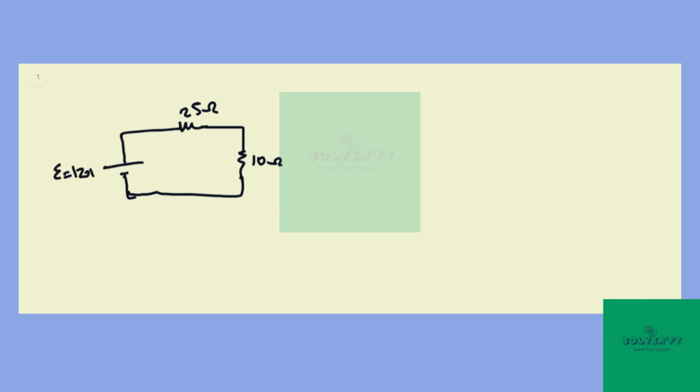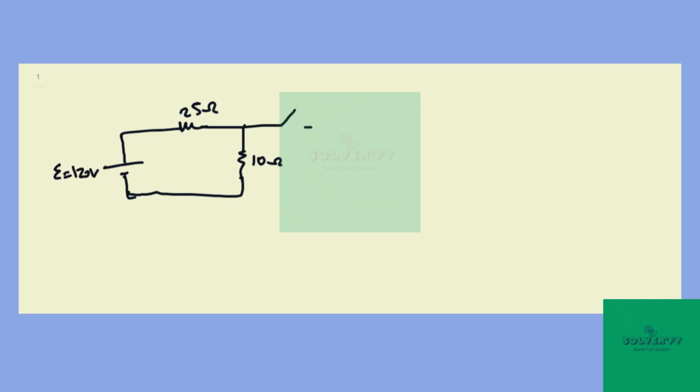This is chapter 27, problem number 62. We're given a circuit in a gravitational field. This resistor is 25 ohms. This one is 10 ohms. The resistance here, the EMF provided by the battery is 120 volts.